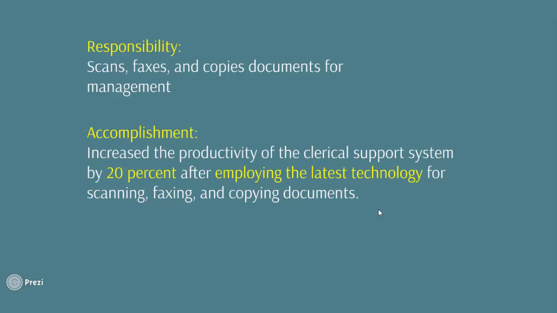Now, let's take a look at a few examples. These duties were taken from a website that listed the responsibilities for an administrative assistant. The first responsibility is a pretty common responsibility for that job: scans, faxes, and copies documents for management. So what we want to do now is turn this into an accomplishment. Try to find an action verb that tells what you did, how you did it, and what were the results. So in this case, the person increased productivity of the clerical support system by 20%, that's the measurable, after employing the latest technology, that's how it was done, for scanning, faxing, and copying documents, that's the duty. So see how that worked? You take what you had to do and you change it into how well you did it.